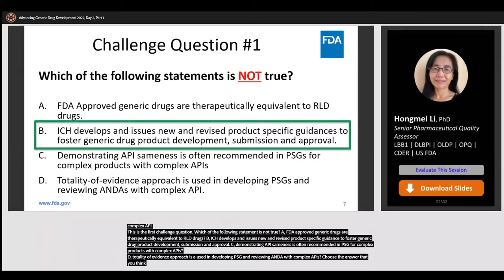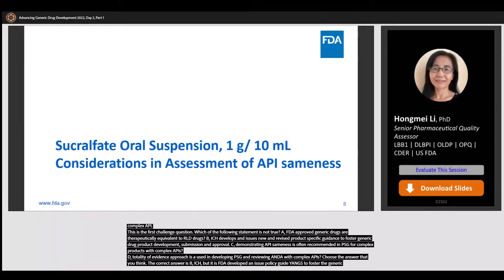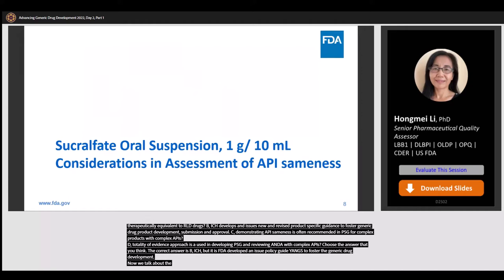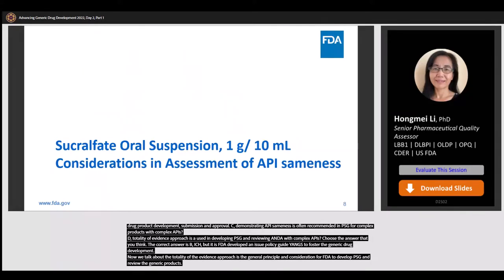The correct answer is B. It is not OGD, but it is FDA that develops and issues policy guidance to foster generic drug development. Above, we talked about the totality of evidence approach, which is the general principle and consideration for FDA to develop PSG and review generic products. Next, I'd like to use sucralfate as an example to elaborate the considerations for demonstrating and assessing API sameness.